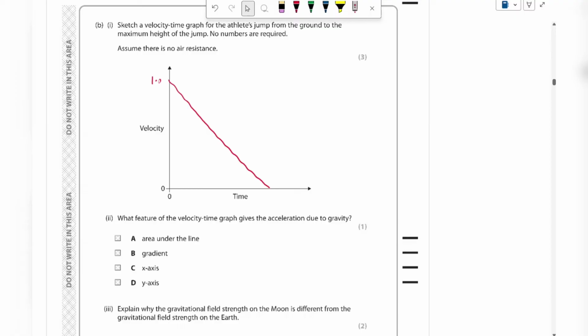And the gradient of that. Oh, in fact, this is the next question. What feature of the velocity time graph gives the acceleration? It's the gradient. The gradient of the velocity time graph is an acceleration, which in this case is the acceleration due to gravity. Okay, the gradient would be 10.